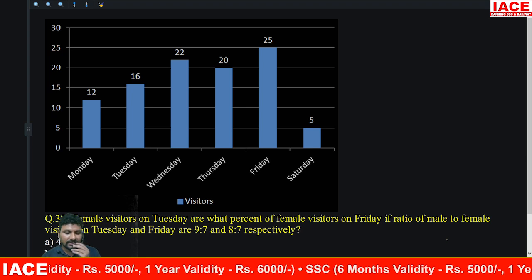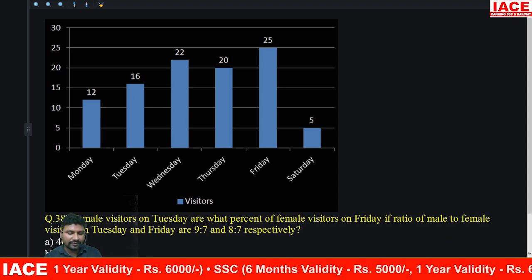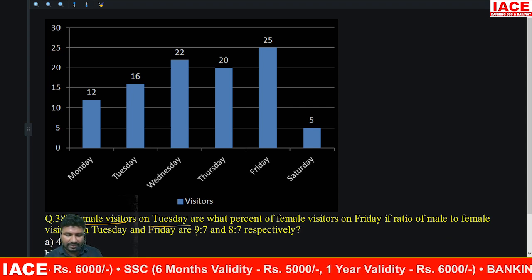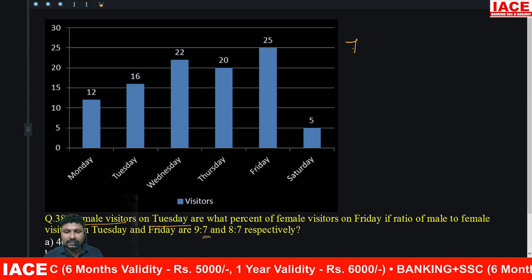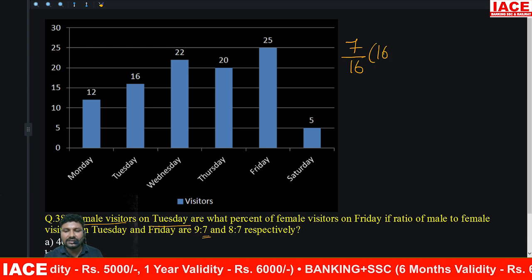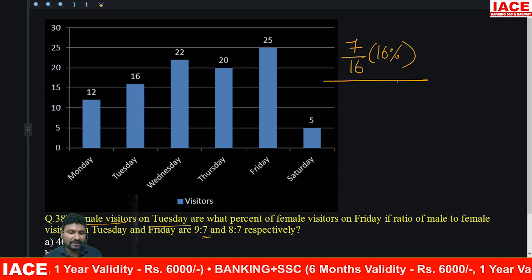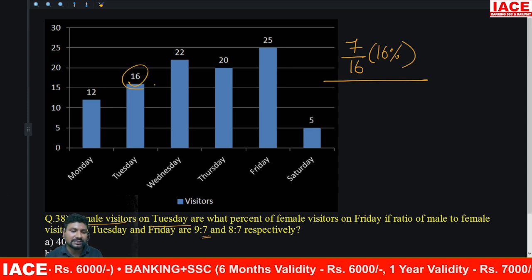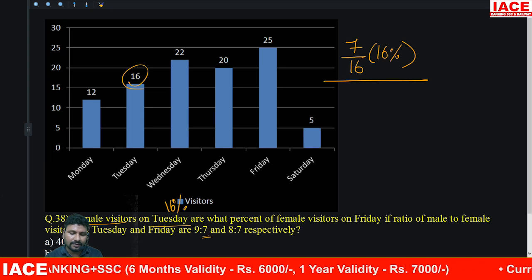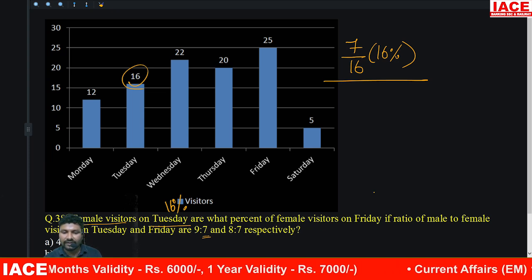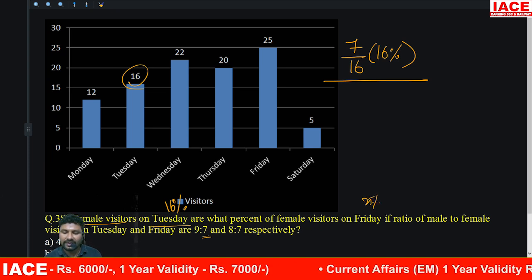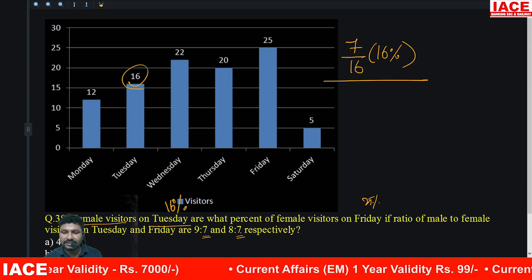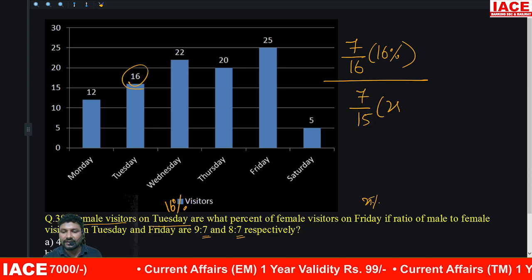Female visitors on Tuesday are what percentage? Female visitors Tuesday means 7 parts. 7 by 16 into 16%. Female visitors Tuesday is how much percentage? 16%. And what percentage of Friday? Friday is how much percentage? 25. Female visitors on Friday, female visitors is 7. 7 by 15 into 25%.